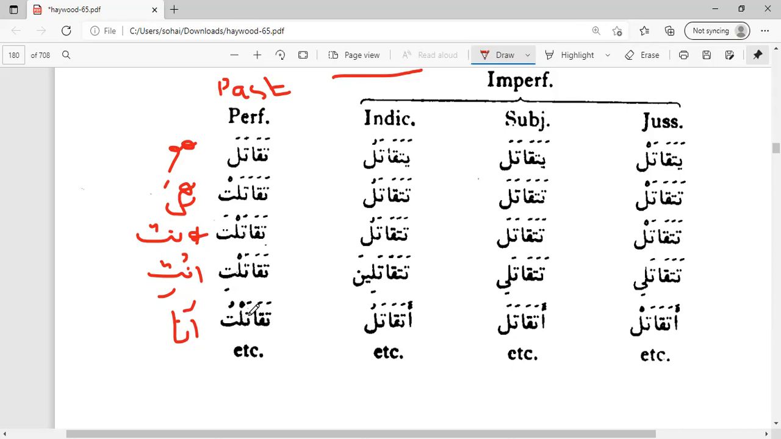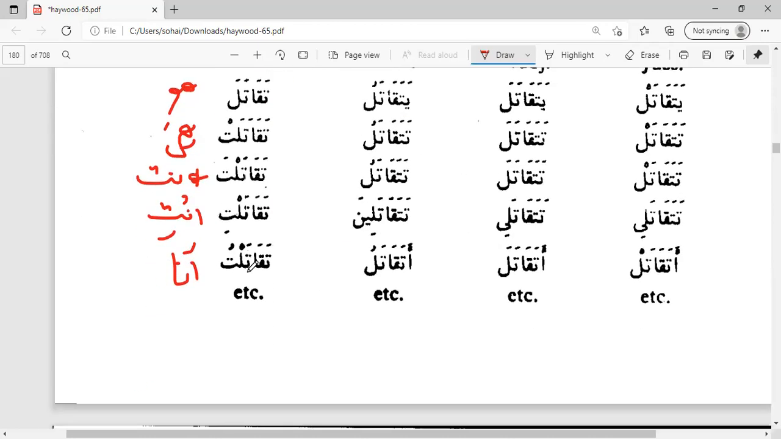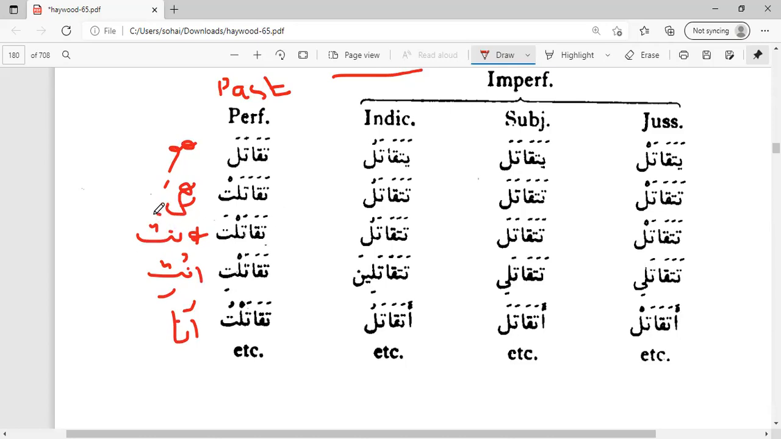Ana taqataltu. Nahnu taqatalna. Anta taqatalta, anti taqatalti, antuma taqataltuma, antum taqataltum, antunna taqataltunna. Huwa taqatala, huma taqatala, hum taqatalu, hiya taqatalat, huma taqatalata, hunna taqatalna. Does it make sense?